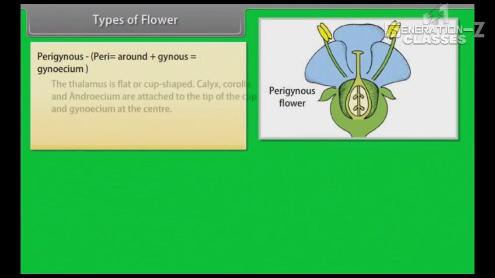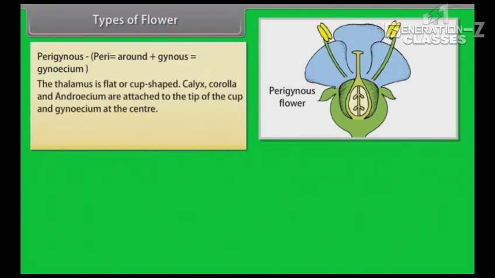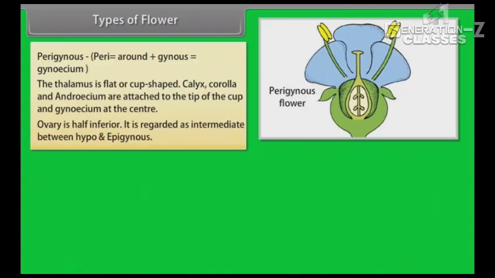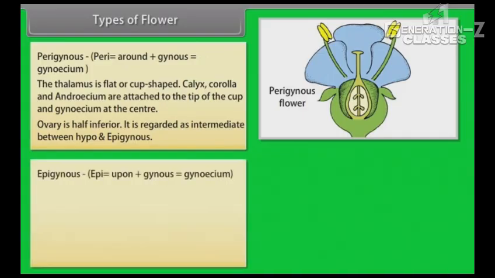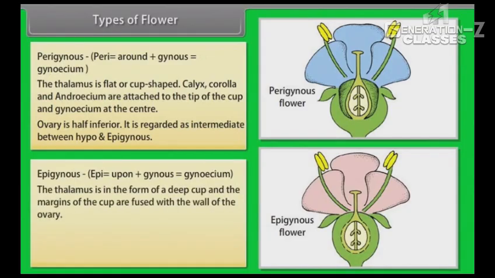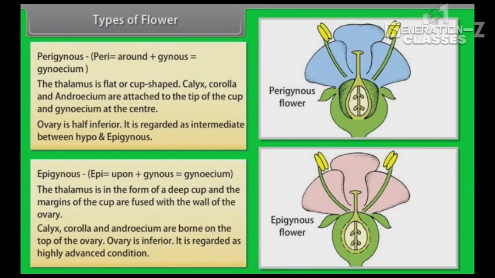Perigynous. The thalamus is flat or cup-shaped. Calyx, corolla and androecium are attached to the tip of the cup and gynoecium at the center. Ovary is half inferior. It is regarded as intermediate between hypo and epigynous. Epigynous. The thalamus is in the form of a deep cup and the margins of the cup are fused with the wall of the ovary. Calyx, corolla and androecium are borne on the top of the ovary. Ovary is inferior. It is regarded as highly advanced condition.